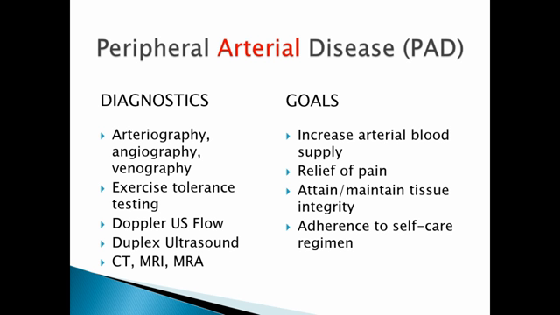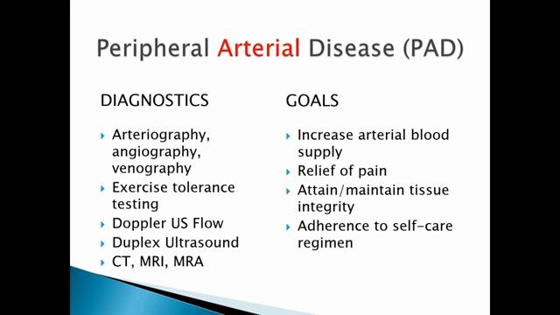Overall, with somebody with peripheral arterial disease, we want to increase the arterial blood supply to the extremity. We want to relieve and manage their pain. We want to attain or maintain tissue integrity. Anytime you have a problem with circulation, particularly to an extremity, they are going to be at risk for the development of ulcers. Now, these are not pressure ulcers, these are arterial ulcers related to a lack of blood flow. And we're going to look at these a little bit more in depth in a little while.